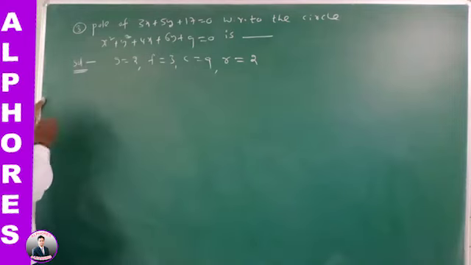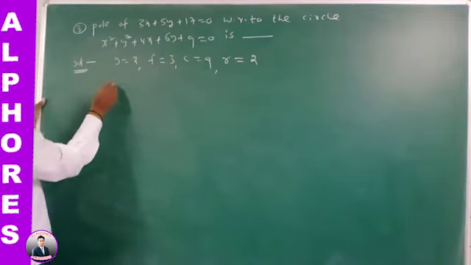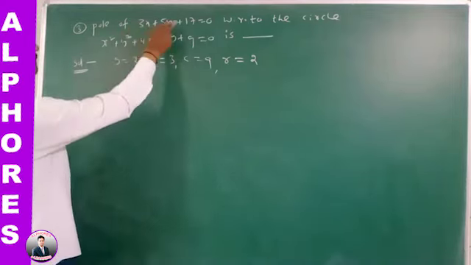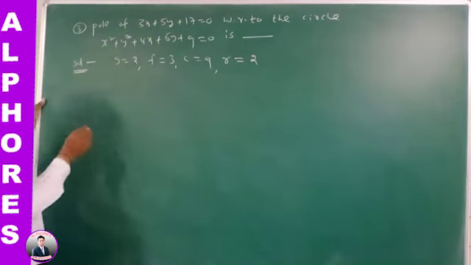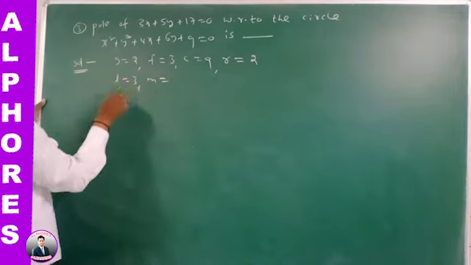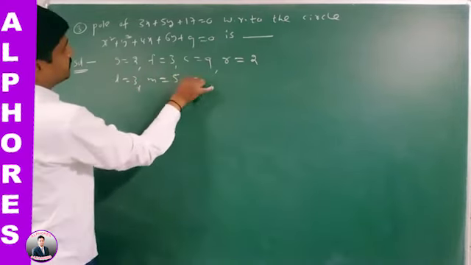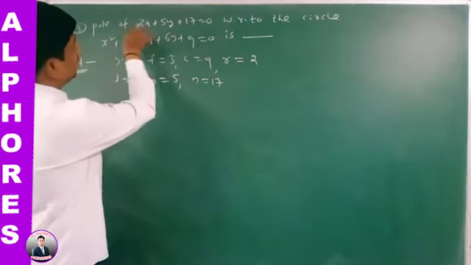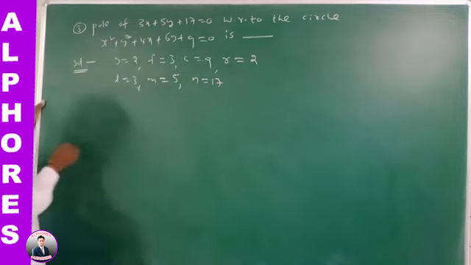Okay, next, comparing the given line with lx + my + n = 0. Here l = 3, m = 5 and n = 17. Here, the pole.